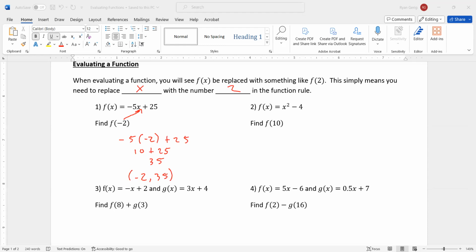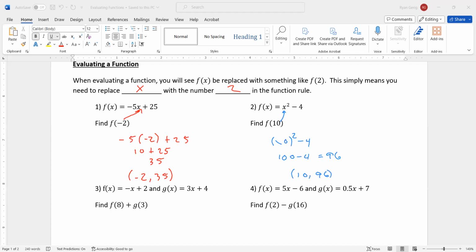Let's do the next one. F of 10. So I'm putting 10 in for x in this function. So I get 10 squared minus 4. 10 squared is 100. Minus 4 is 96. So if I'm looking at this as a relation, I got 10 as my input. 96 is my output. All right.